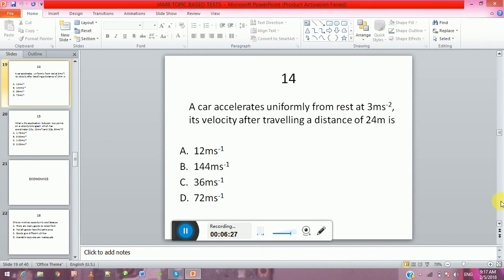A car accelerates uniformly from rest at 3 meters per second squared. Its velocity after traveling a distance of 24 meters is A. 12 meters per second, B. 144 meters per second, C. 136 meters per second, D. 72 meters per second.